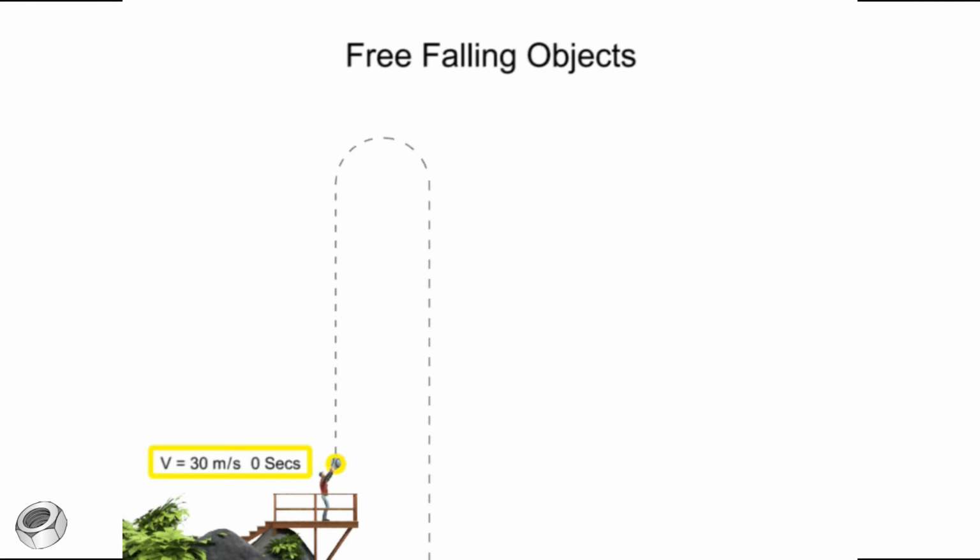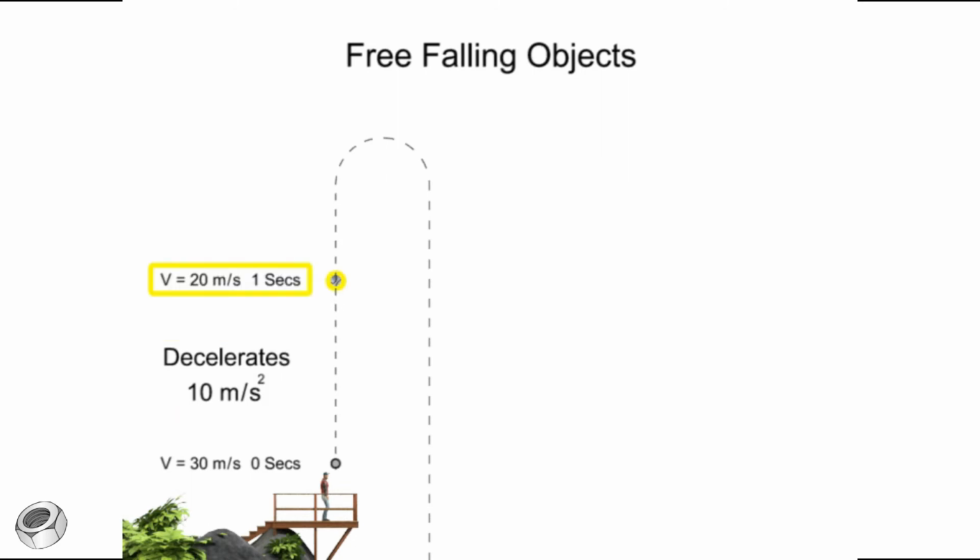Even though the ball's initial trajectory opposes gravity, it's experiencing the influence of gravitational pull throughout its flight. As the ball travels upward away from the Earth, it slows down or decelerates at a rate of 10 meters per second squared. After 1 second, the ball is only traveling upward at 20 meters per second. 2 seconds later, its velocity is 10 meters per second. After 3 seconds, the ball is traveling at 0 meters per second.